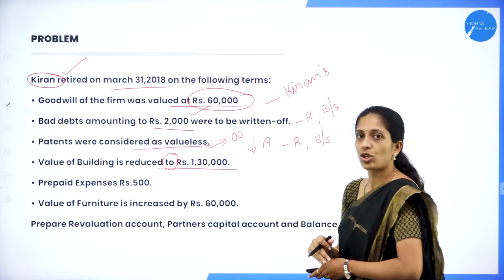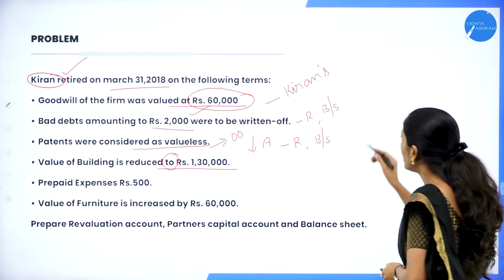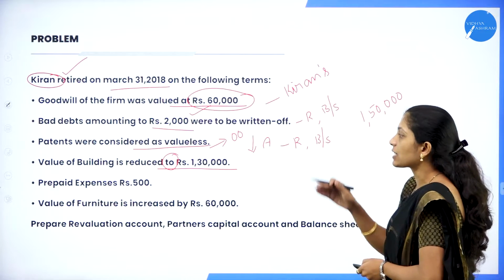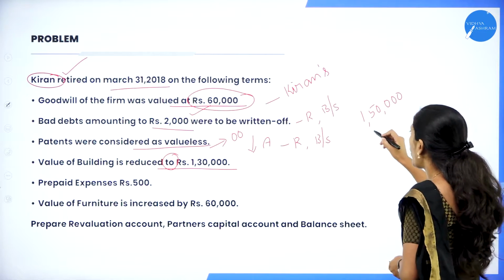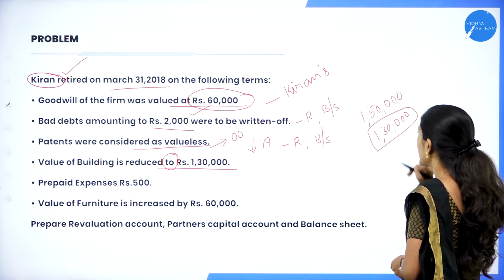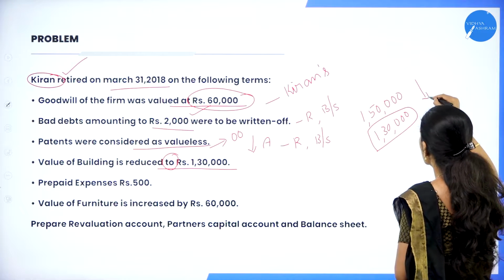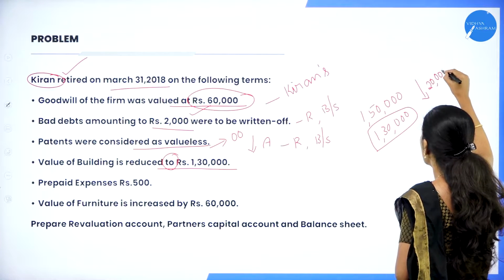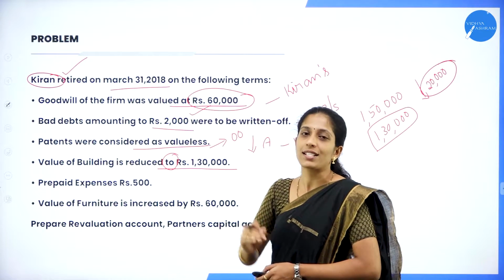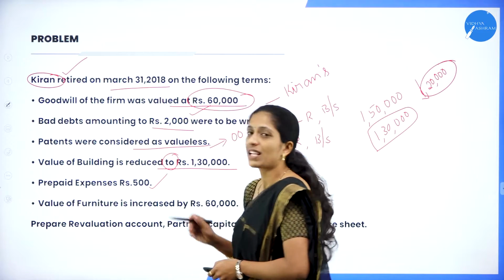Let us see what is the actual value of building in the balance sheet. That is 1,50,000. So earlier it was 1,50,000. Now they are telling that it has been reduced to rupees 1,30,000. In the sense, the current value of building is 1,30,000. So to what extent it has decreased? It has decreased by rupees 20,000. So this 20,000 has to be taken in revaluation account, and once it has to be shown in the balance sheet. Next, prepaid expenses rupees 500.